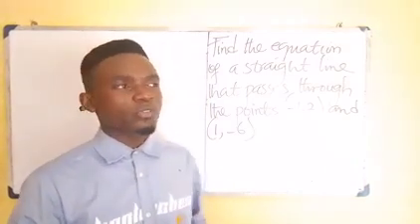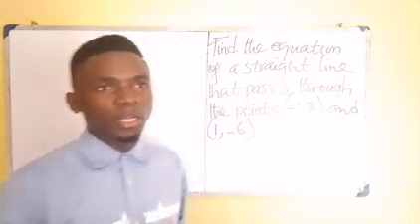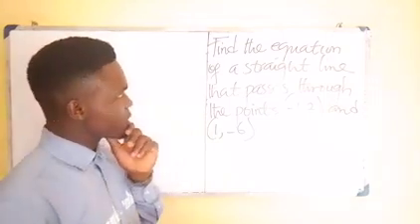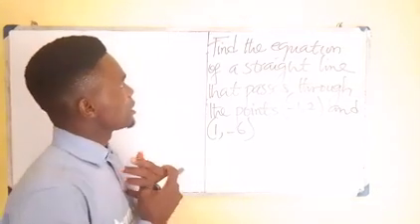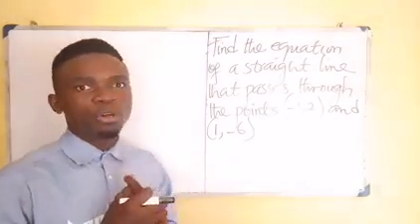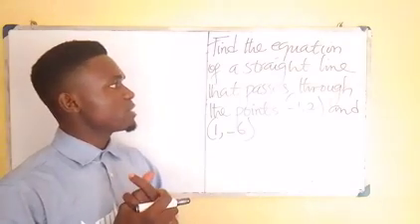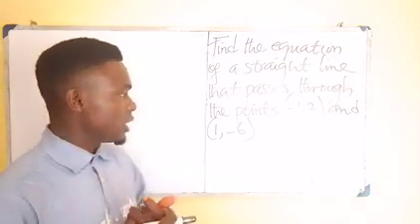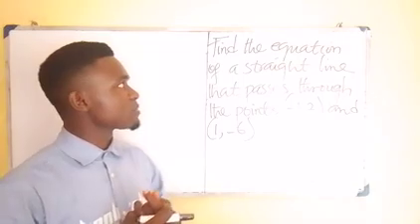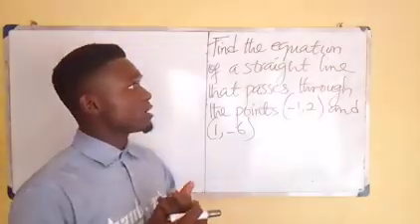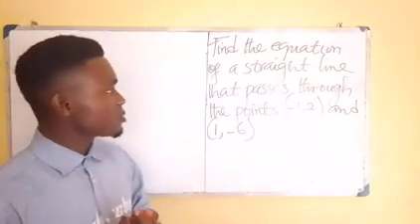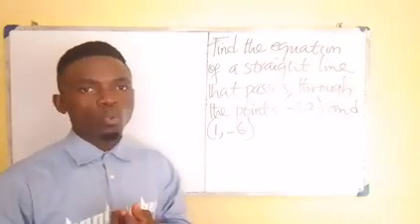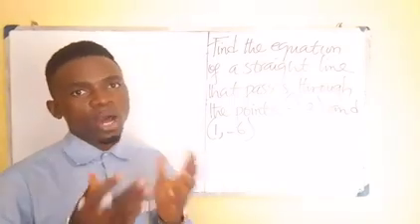We are still solving questions on coordinate geometry, that is in further mathematics. Now we have a question on the board which we are expected to carefully solve. The question says, find the equation of a straight line that passes through the points minus 1, 2 and 1, minus 6. So how do I go about it?